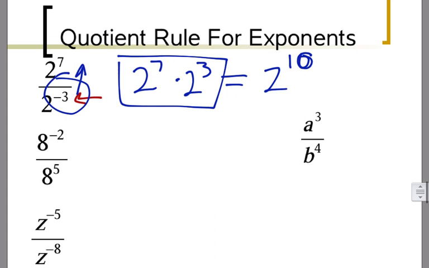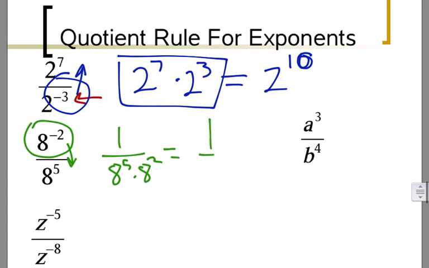So a similar thing happens here. I'm going to move this down to the bottom because it's a negative exponent, and I get 1 over 8 to the 5th times 8 to the 2nd, and that's going to give me 1 over 8 to the 7th. So there wasn't, again, any canceling. I actually have to move first.